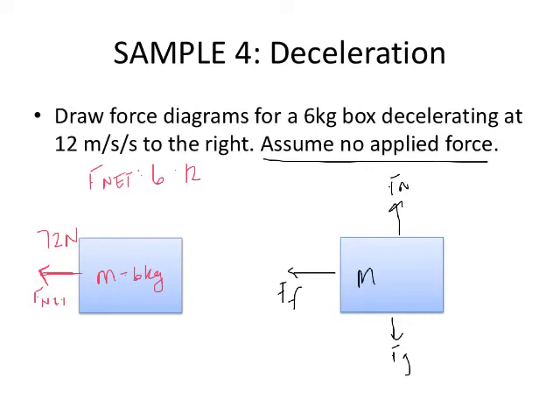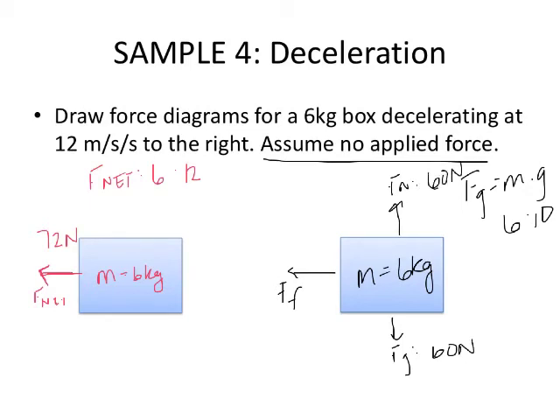Okay, so M is equal to 6 kilograms. You can use F of G equals M times G to find normal force and force of gravity. So that'd be 6 times 10, 60 newtons. 60 newtons. And then force of friction, if you notice, since we have no applied force and our vertical forces cancel out, force of friction is equal to your net force. So that's 72 newtons. Alright?